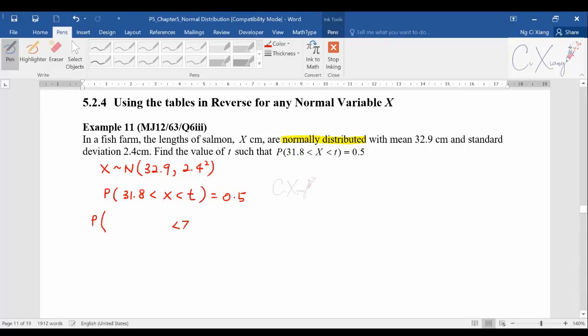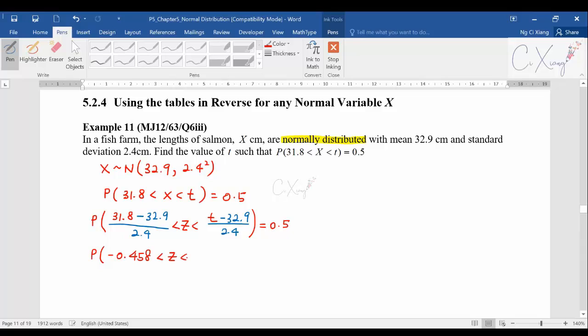It is given in X, therefore I need to change it to Z first, so you need to standardize it. You take the value of X minus the mean, divided by the standard deviation. The same thing happens for t: t minus the mean, divided by the standard deviation, equals 0.5. If you press the calculator, you will get negative 0.458. I told you before, when you calculate the value of Z, please keep it to 4 decimal places.